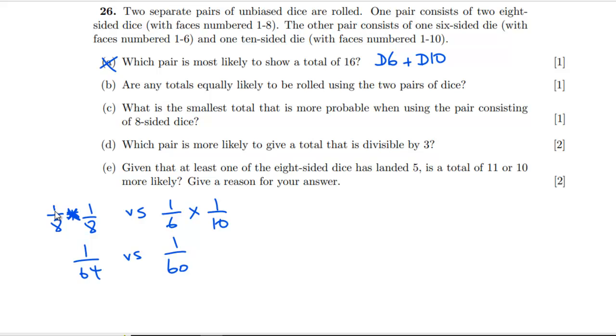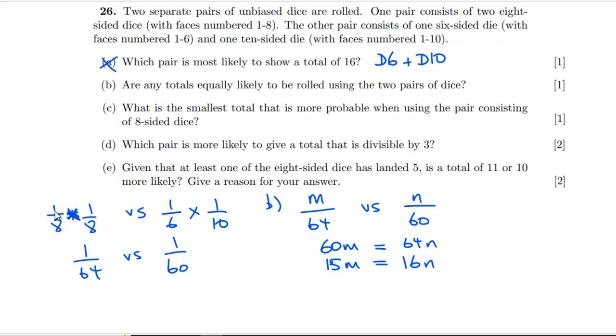Are any totals equally likely to be rolled using the 2 pairs of dice? Right, how do we... 1 mark. Right, so that should be quite straightforward then. We can see that for the 2 8-sided dice, we're going to get something over 64. And for the other 2, we're going to get something over 60. So can those things ever be equal to each other? So we'll be saying that 60m is equal to 64n. So that means 15m is equal to 16n.